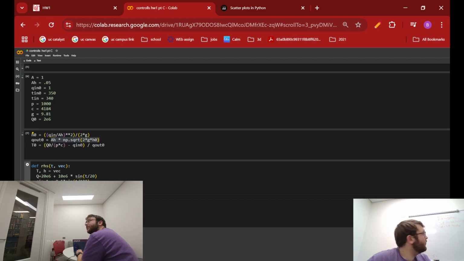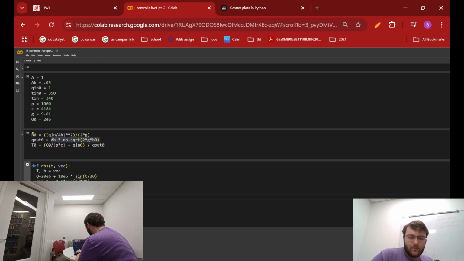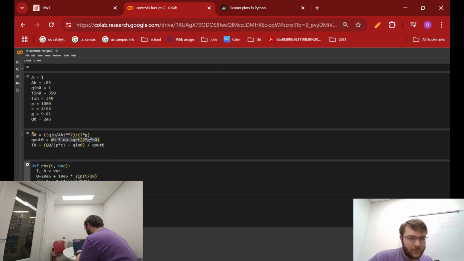Qn naught minus Q out, divided by Q out, and I need this to be multiplied by Tn. Temperatures capitalized. There we go. And then this would just be multiplied by T.